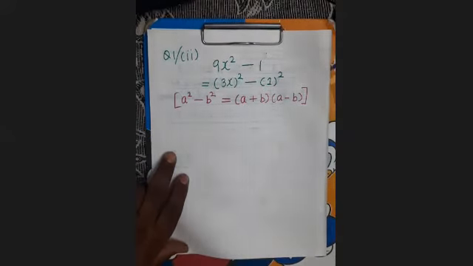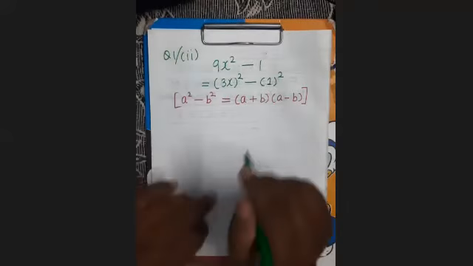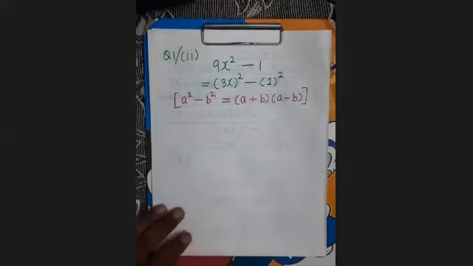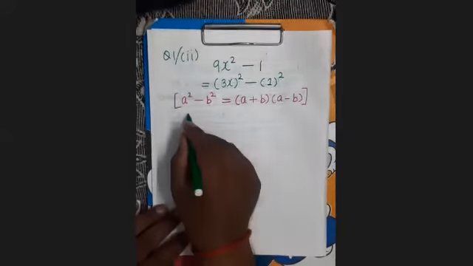3x. Find 3x. It is clear. What will you find in place of b? 1 square or only 1? 1. In place of b, 1. So what will be a plus b?